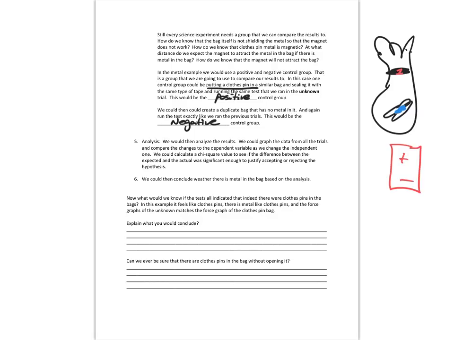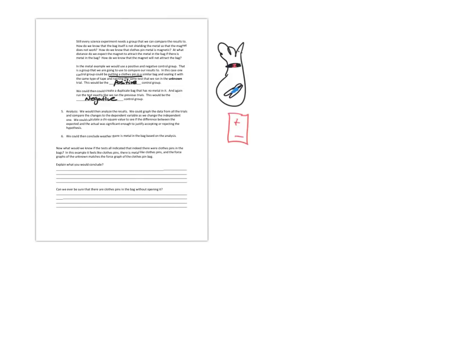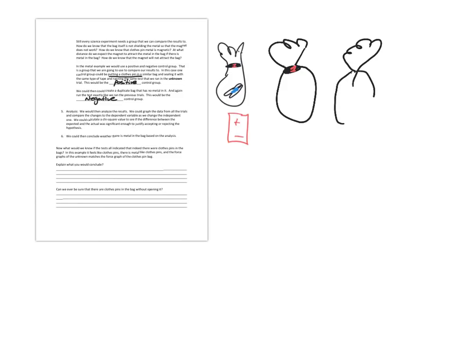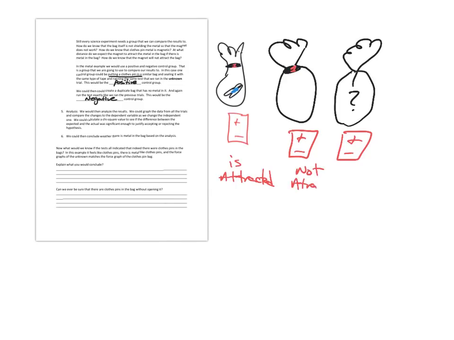So how would we use that? Why do we even bother doing that? We bother doing that because by the end, we're going to have three groups. Let's assume that they look exactly the same, as exactly as we can make it. And one is an unknown. We don't know what's in it. One has the clothespin, the other one doesn't, and we use the magnet setup for all three of them. And if this one is attracted to the bag, this one's not attracted to the bag, and this one is attracted to the bag.